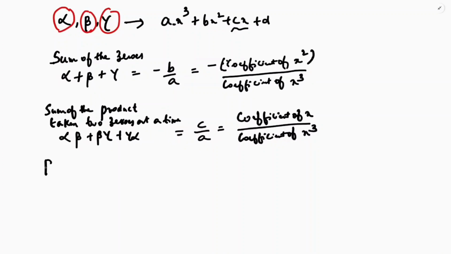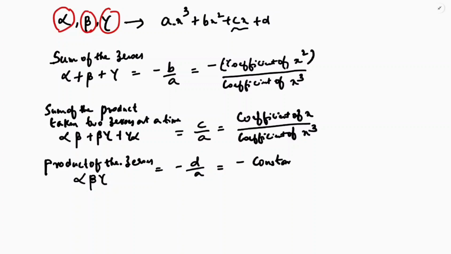Now the last one, product of the zeros, alpha beta gamma, which is minus d by a. See, minus d is the constant, by a, which is again the coefficient of x cube. So in this way, we need to write the formula for the relation between zeros and coefficients.